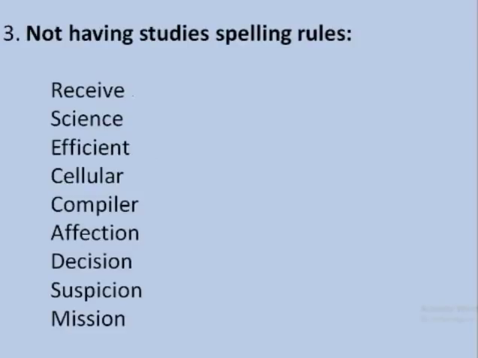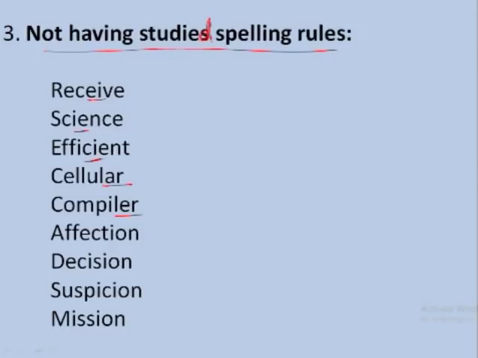Then there are other reasons. For example, not having studied spelling rules in the first place. If you haven't studied spelling rules, of course, it's likely that you will be making mistakes. For example, where to use EI and where to use IE. That's a very common problem. Receive and science and efficient. Then cellular and compiler. If you look at this, there's an AR and ER.